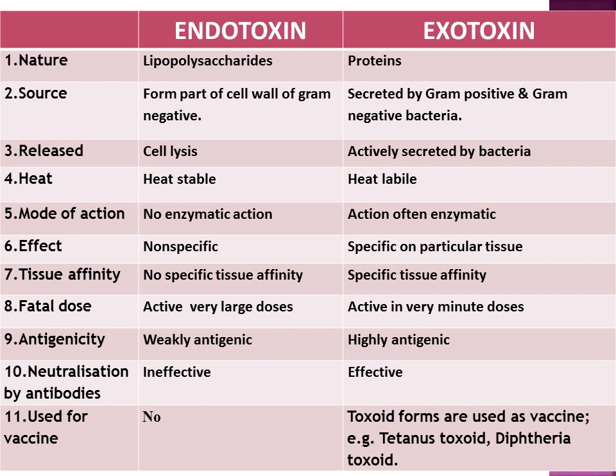Endotoxin is non-specific, with no specific tissue affinity, active in very large doses, weakly antigenic, ineffective and not used for vaccine. Exotoxin has a specific action on particular tissue, specific tissue affinity, is active in minute doses, highly antigenic, effective neutralization by antibodies, and toxoid forms are used as vaccine. Example, tetanus toxoid, diphtheria toxoid.